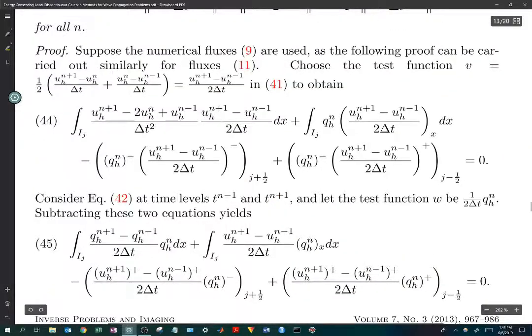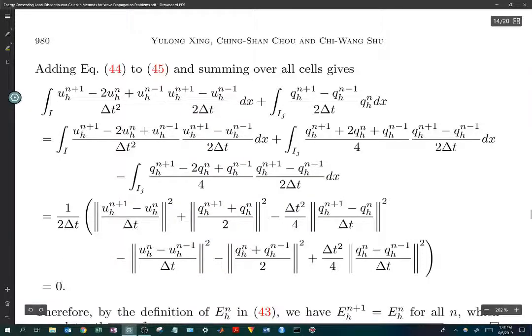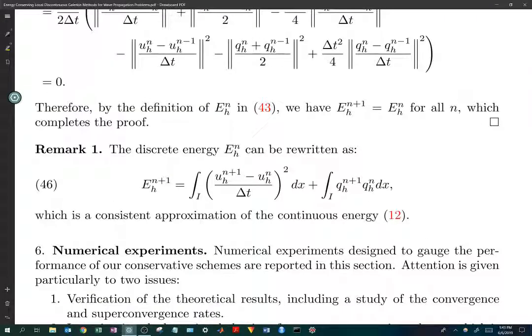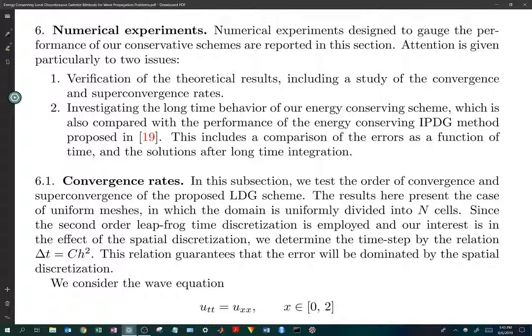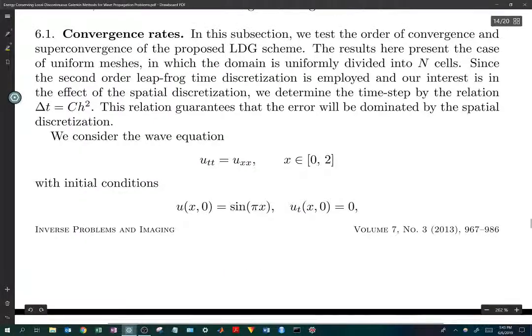Then we prove some things about how the energy behaves for this particular method, and then we move on to the numerical experiments. Basically this is what I'm looking at: 6.1. We're looking at this problem, u_tt equals u_xx, for x in this range with the particular initial condition. Given this problem, we first want to know what the exact solution is. That ends up being something that you can solve for without too much difficulty, or on the next page, they show it.